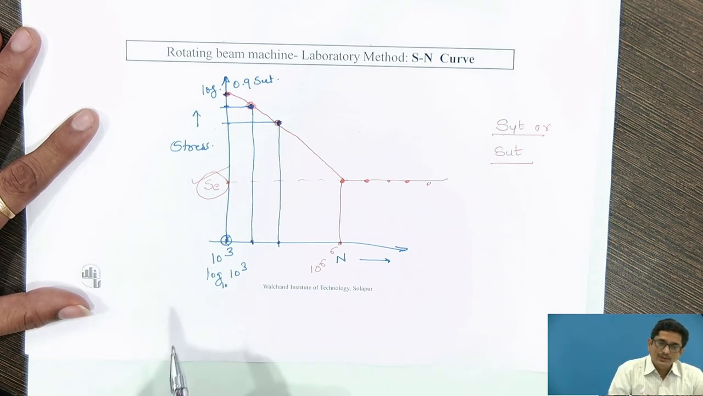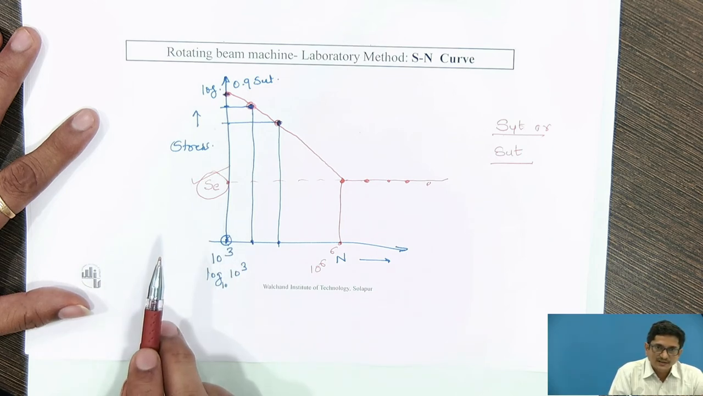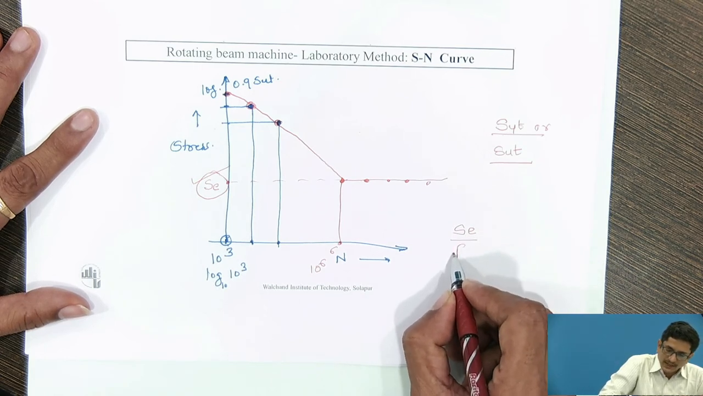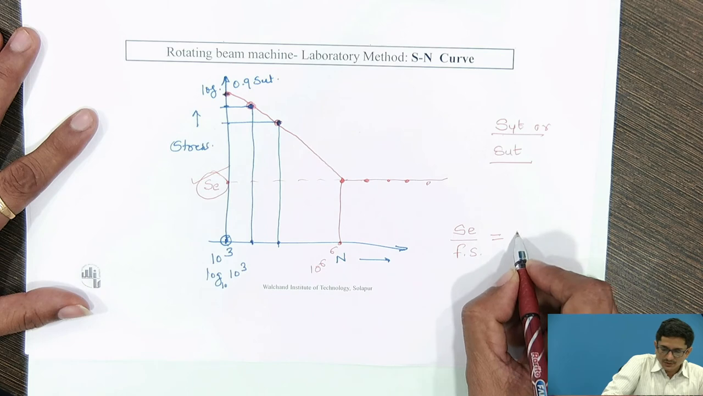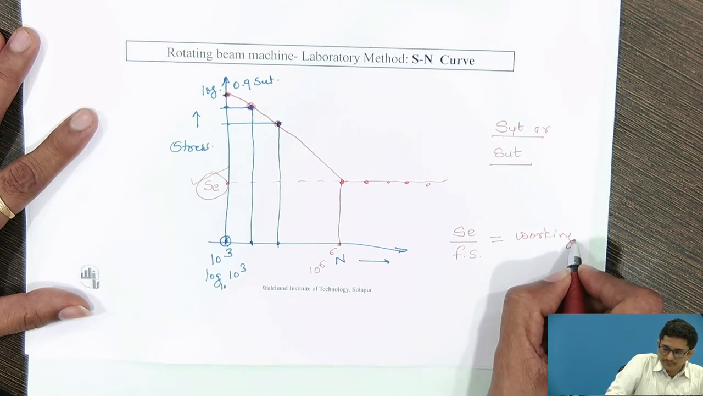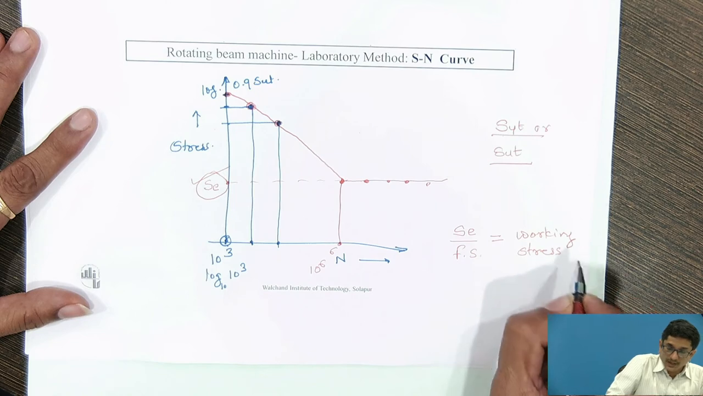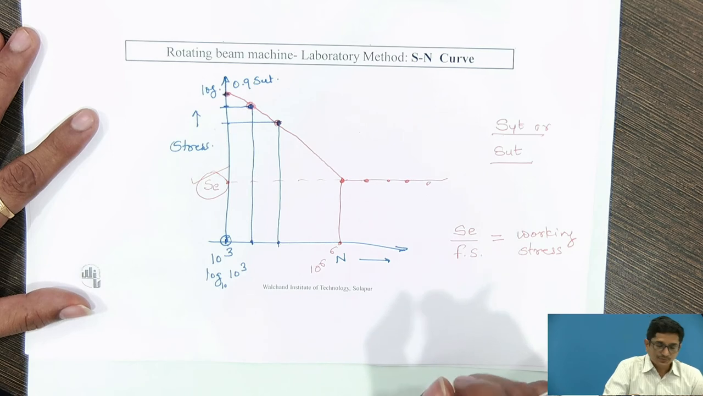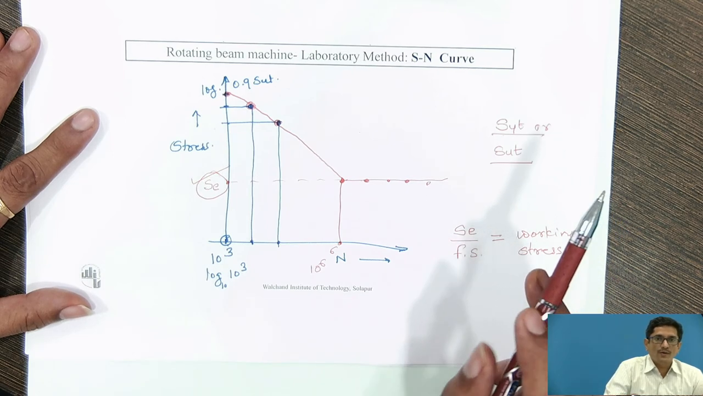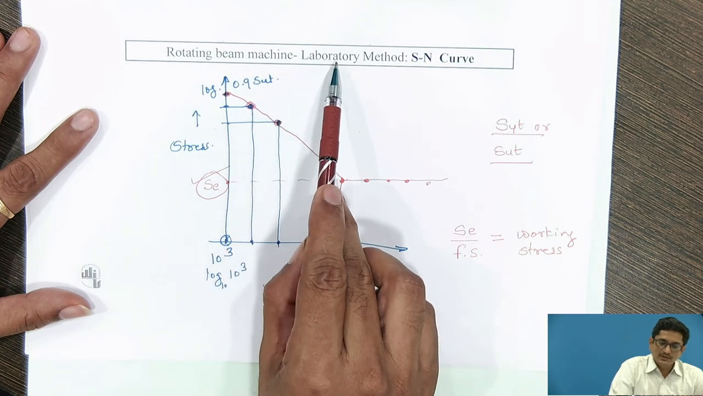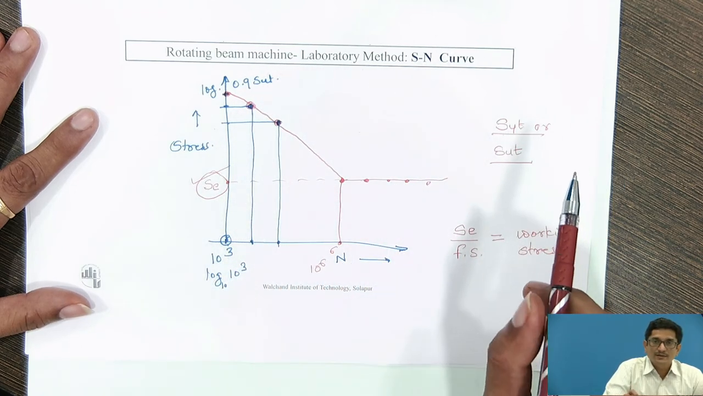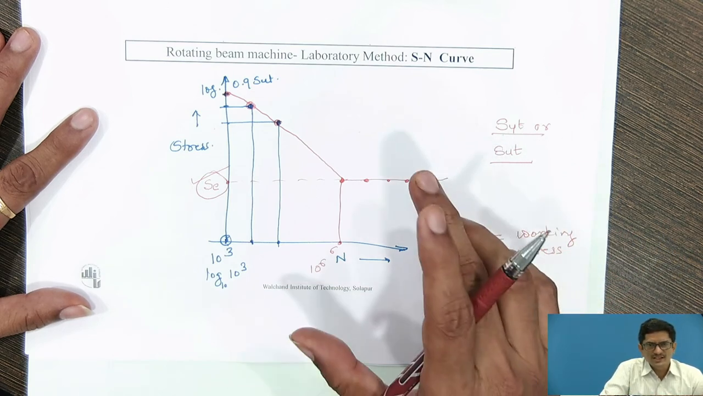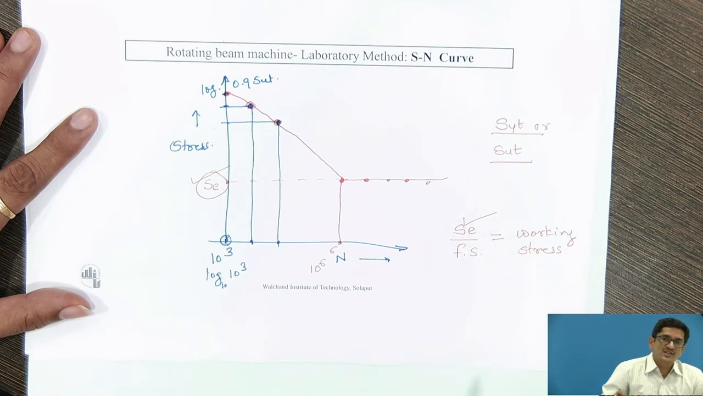For each component, you need to draw this SN curve, get the value of SE, and then SE upon the factor of safety, as per the requirement, can give you the working stress under the fluctuating load or the reverse loading in this case. This is the outcome of the rotating beam machine, the laboratory method to get the SN curve. The method is also called the laboratory method by R.R. Moore. Here we get this value of SE for the standard specimen.